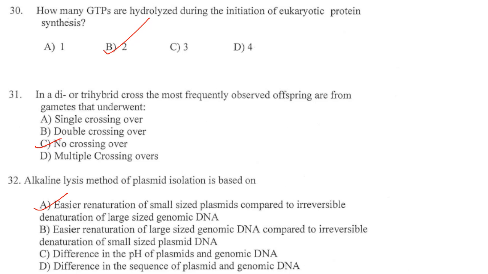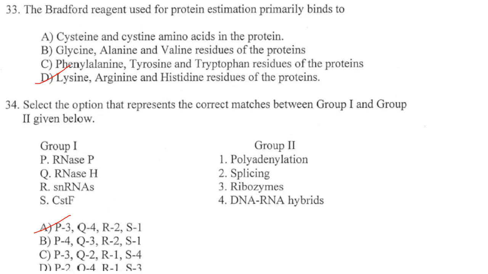That is your answer. Now B, easier renaturation of large sized genomic DNA. No. Genomic DNA doesn't renature very fast. Then difference in the pH of plasmids and genomic DNA, that is also not correct. Difference in the sequence, that is also not correct. So the answer is option A. Then next one. The Bradford's reagent used for protein estimation primarily binds to lysine, arginine, histidine residues of the protein. Answer is option D.